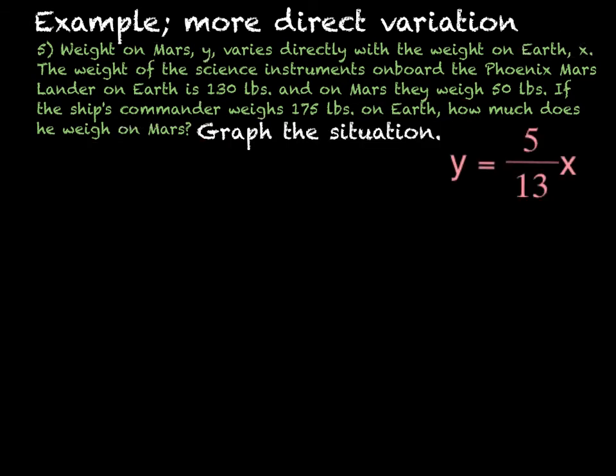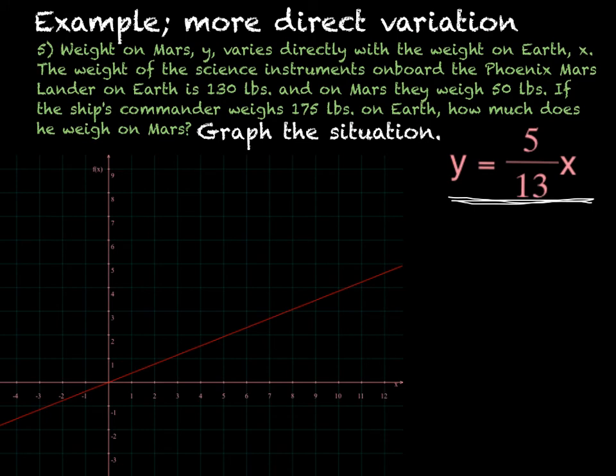Alright, so now I have the same situation, I just want to graph it. So I'm going to graph the situation if the weight on Mars varies directly with the weight on Earth. And we figured out that our formula was Y equals 5 over 13 times X. So we want to graph that formula. So when I'm graphing the formula, what I'm going to do is I'm going to just number off. So I have 1, 2, 3, 4, 5, 6, 7, 8, 9, 10, 11, and 12, and so on. And then I'm going to go up. 1, 2, 3, 4, and so on.